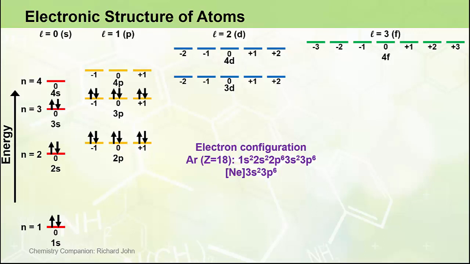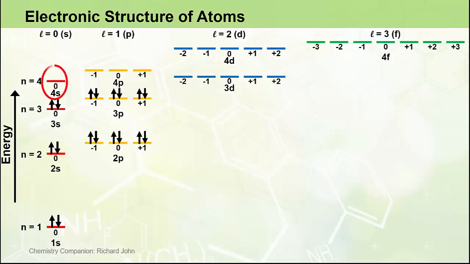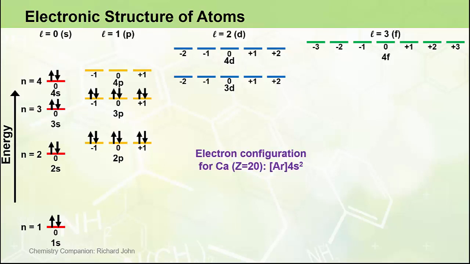When we go to element number 19, potassium, we must remember that the 4s subshell lies lower in energy than the 3d subshell. And so, according to the Aufbau principle, the 19th electron for potassium must be placed in the 4s subshell, which is also the 4s orbital, giving an electron configuration of the argon core with the additional 4s1 electron. When we go to element number 20, calcium, we add a second electron into the 4s orbital, spin paired, to give the argon core, 4s2.